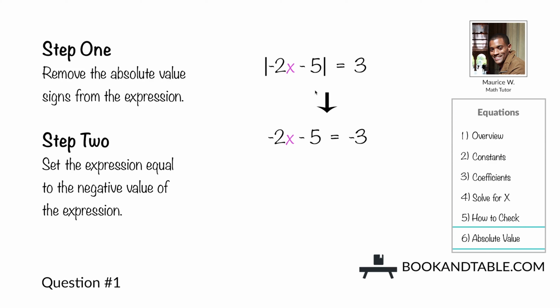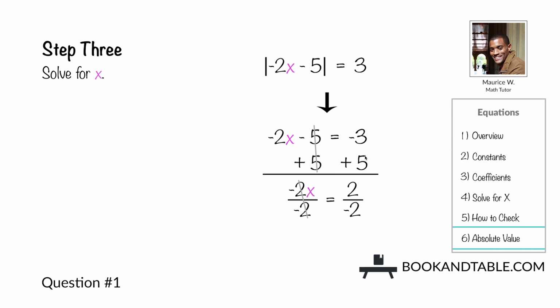Step 1. Remove the absolute value signs from the expression, leaving you with just negative 2x minus 5 on the left side. And then step 2, set the expression equal to the negative value of the expression. The positive value is 3. The negative value would then be negative 3. And then step 3 is to solve for x.